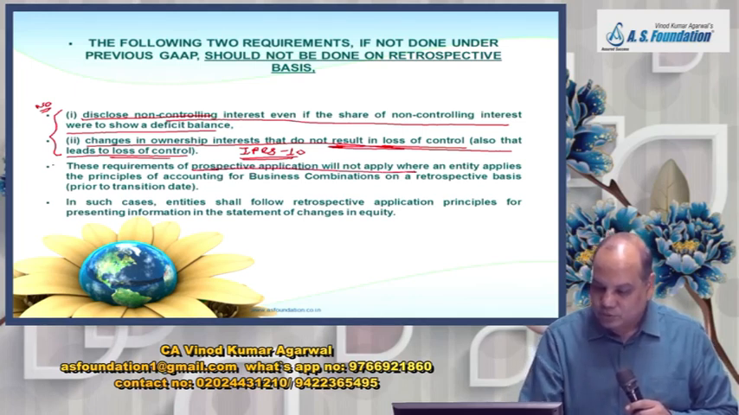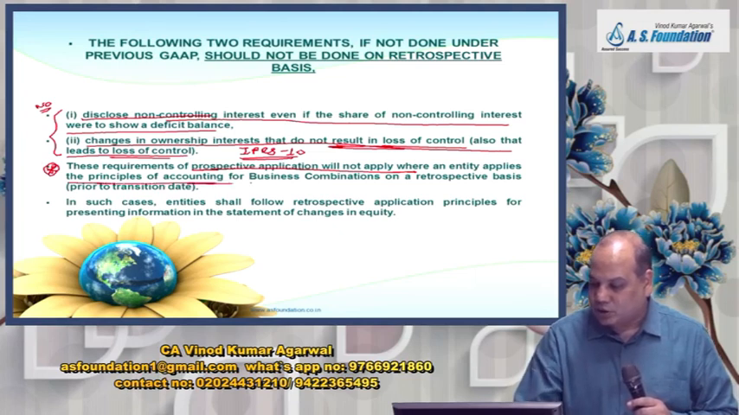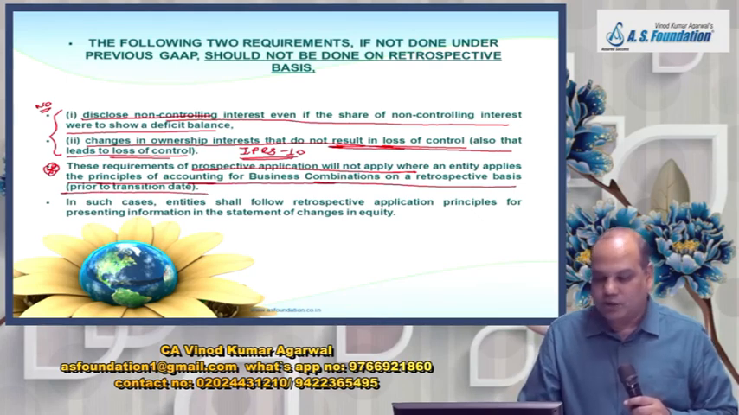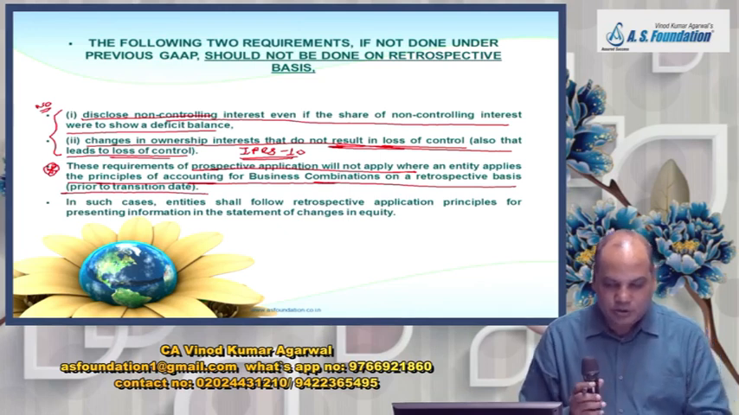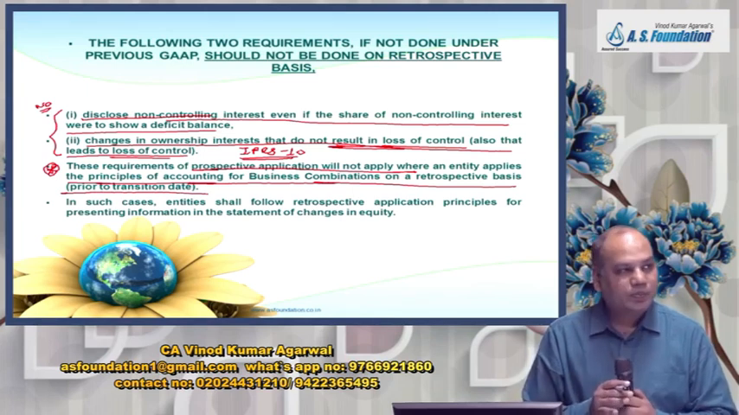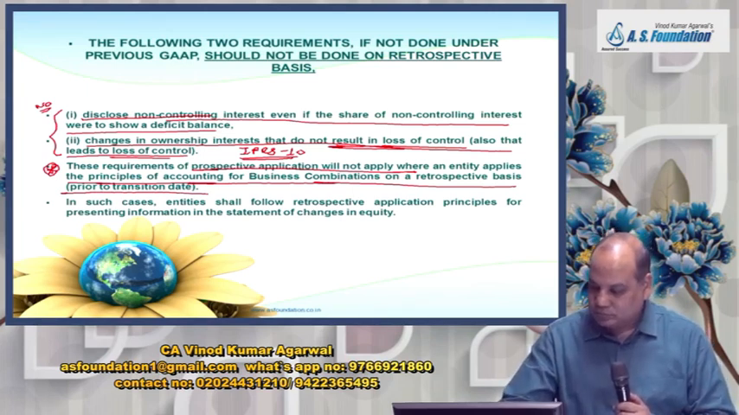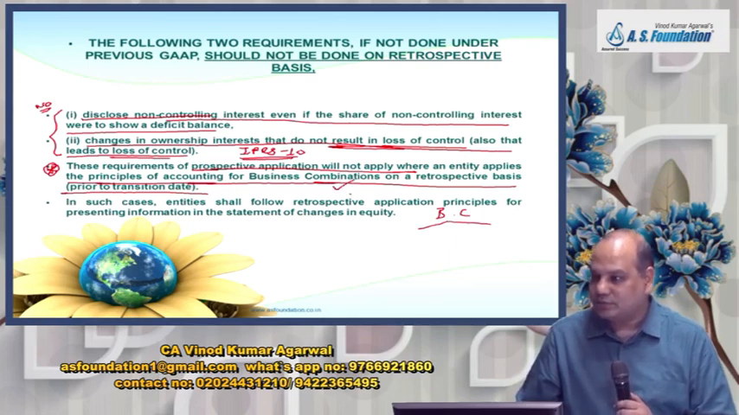Now there is one small point here, asterisk mark, where an entity applies the principles of accounting for business combination on a retrospective basis prior to the transition date. Now, after a few paragraphs, you will see one heading called business combination. In case of business combination, it is an optional exemption. What is that optional exemption? I need to tell you now so that you can understand this paragraph.